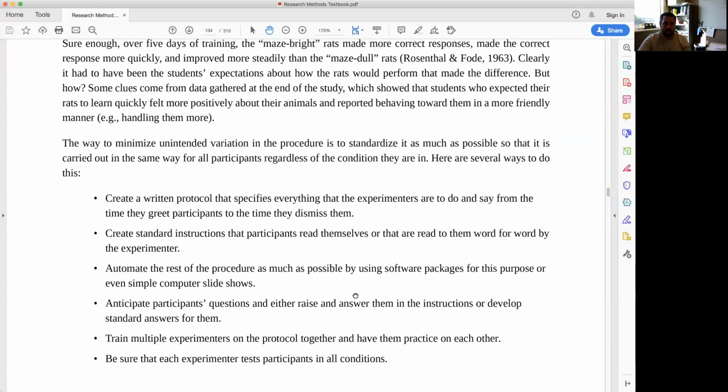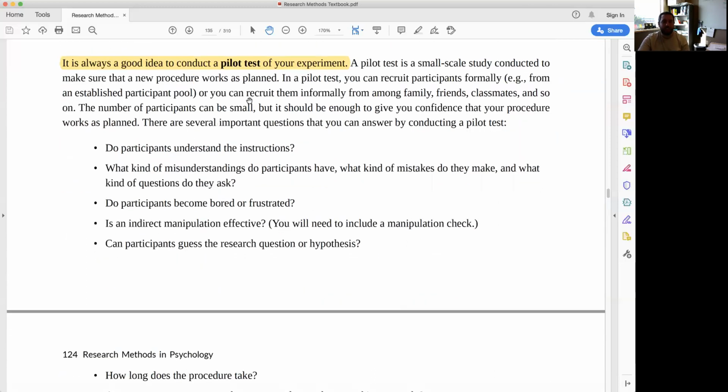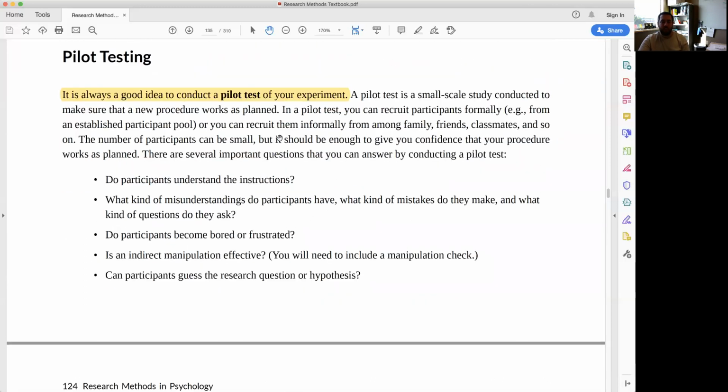And there's one more thing that I had highlighted. Pilot testing. So a pilot test is where you have all your materials ready to go. You're going to go conduct this research, but before you actually do the full thing, maybe you do a small scale study where you get 10, 20 participants just to make sure things are working the right way. So you can do this formally. So you can do it from participant pool or social media push or whatnot, or even just friends, family, classmates.